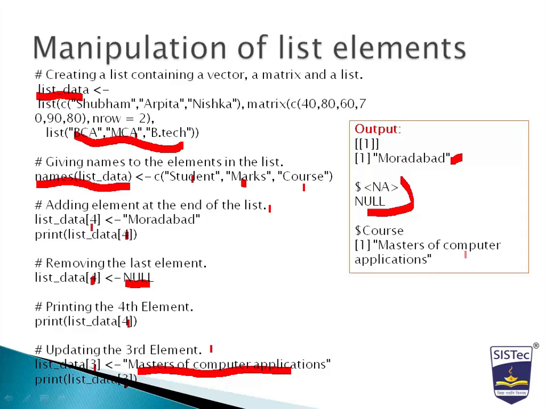But where are BCA, MCA and BTech? Those values are replaced with the new value because it's an update. So instead of BCA, MCA, BTech, master of computer applications is presented in their place. So in this way we can manipulate elements of the list.